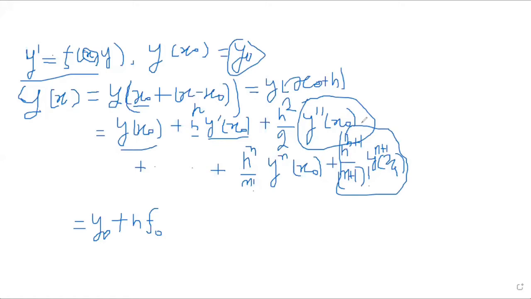Y double prime can be written as, first we write y double prime of x and then we replace x by x naught. So it is dy by dx of y prime, and y prime is nothing but f. Am I right? And f is a function of two variables x and y. So we can find its value because f is known, by the chain rule.